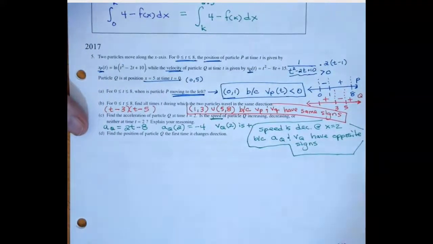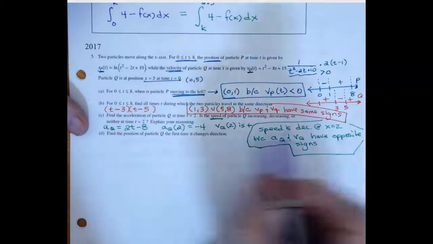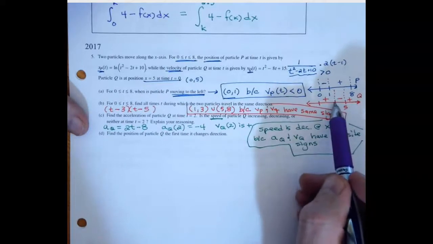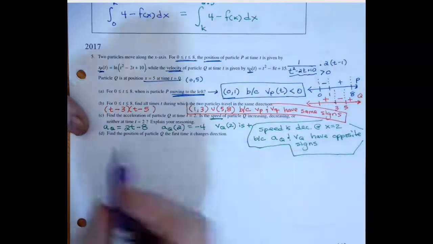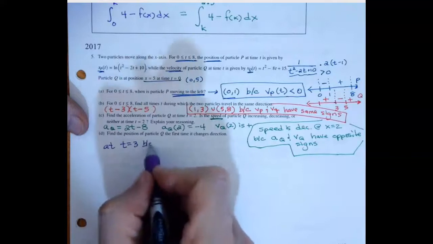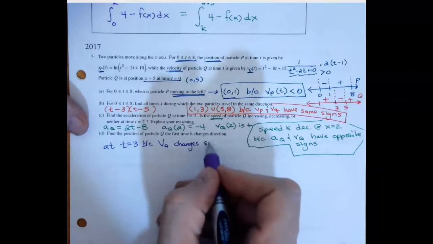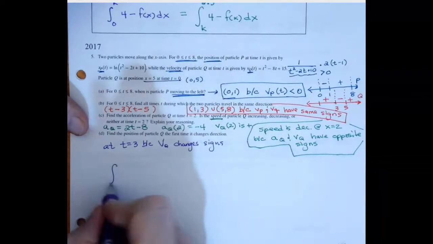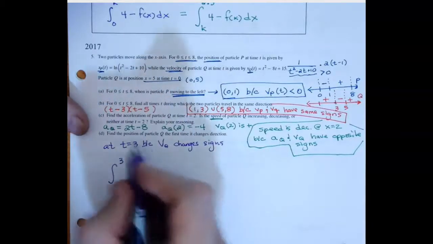Alright, finally, last one. Find the position of the particle. We had this on our first test. Find the position when the particle changes direction, particle Q. Particle Q is going to change direction when the velocity changes sign. So that's at 3. That's at t equals 3 because V of Q changes signs. So we need 0 to 3, find the position.